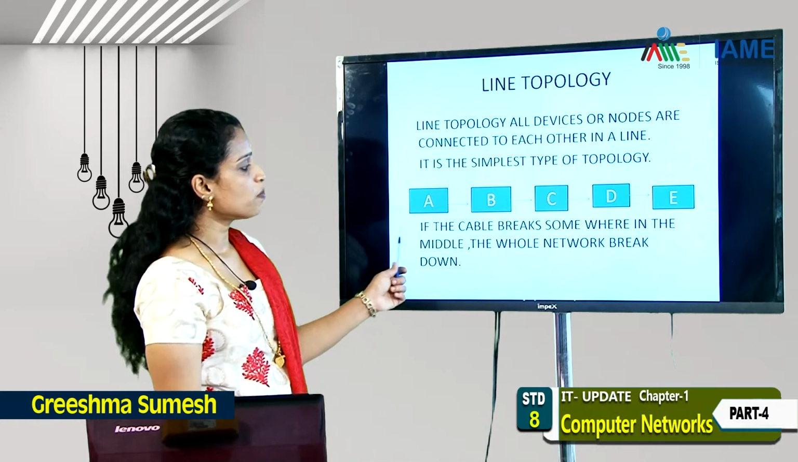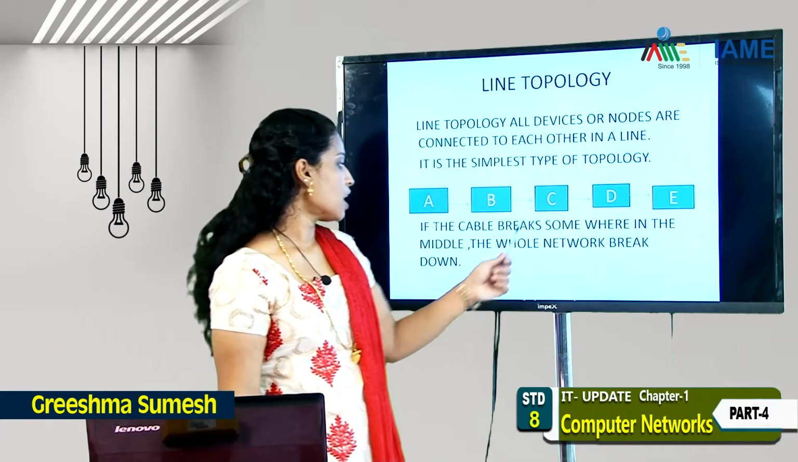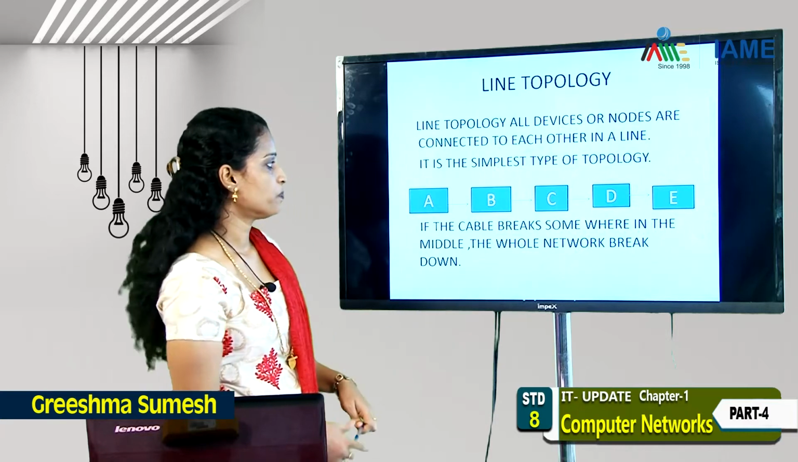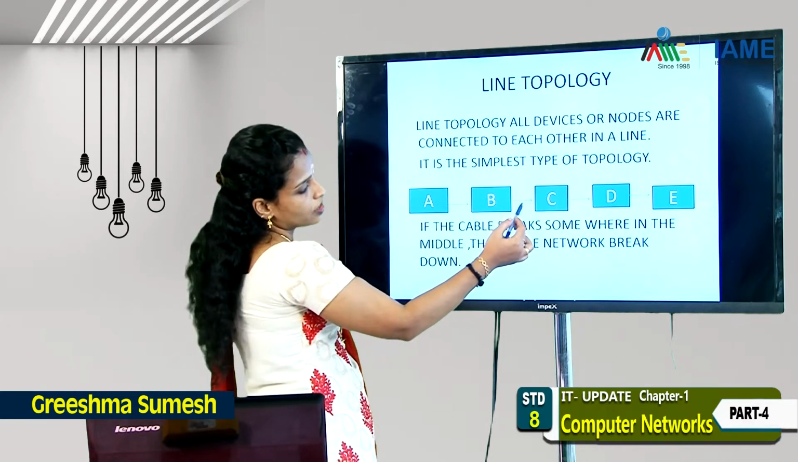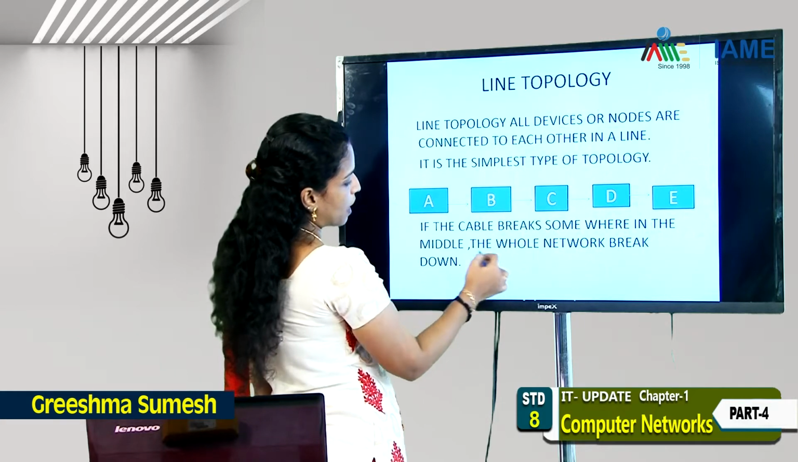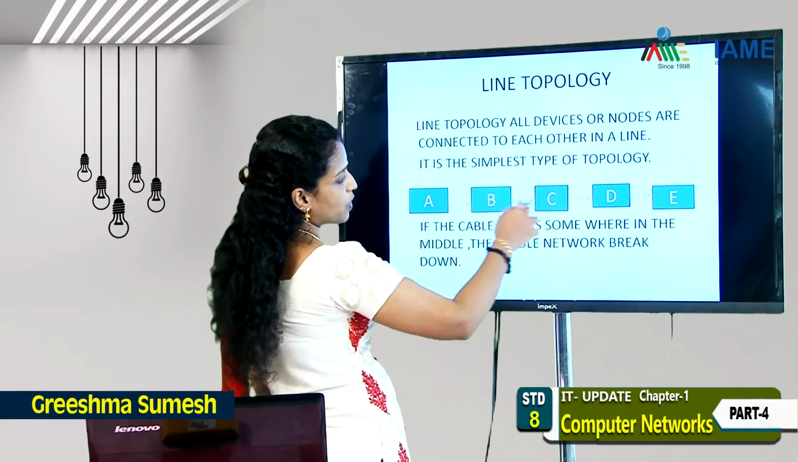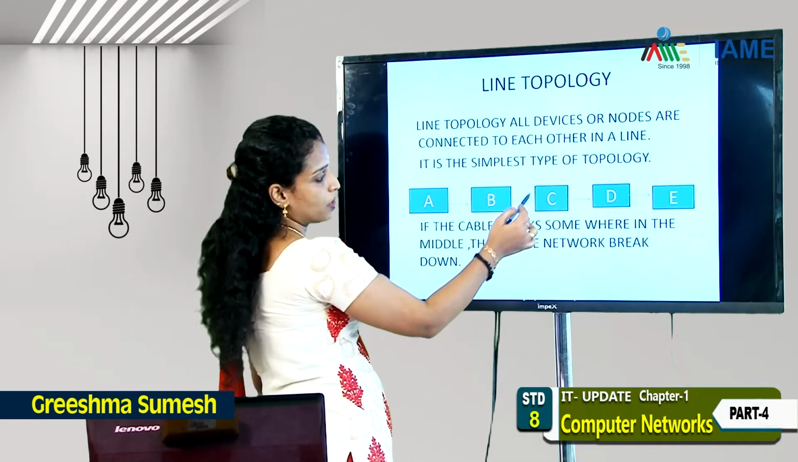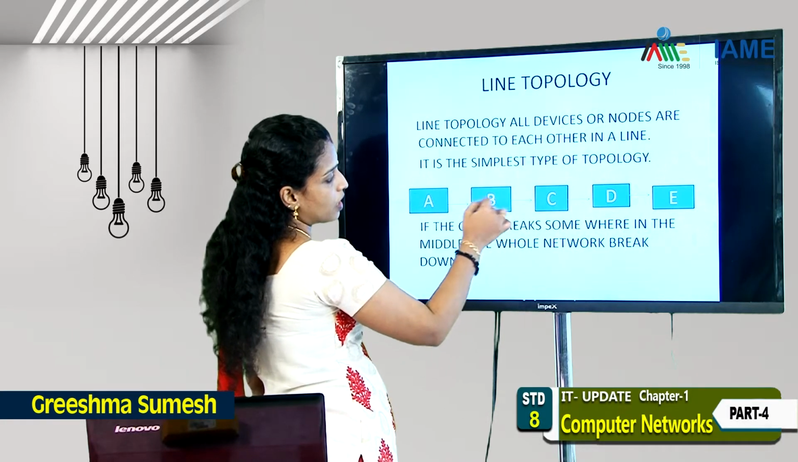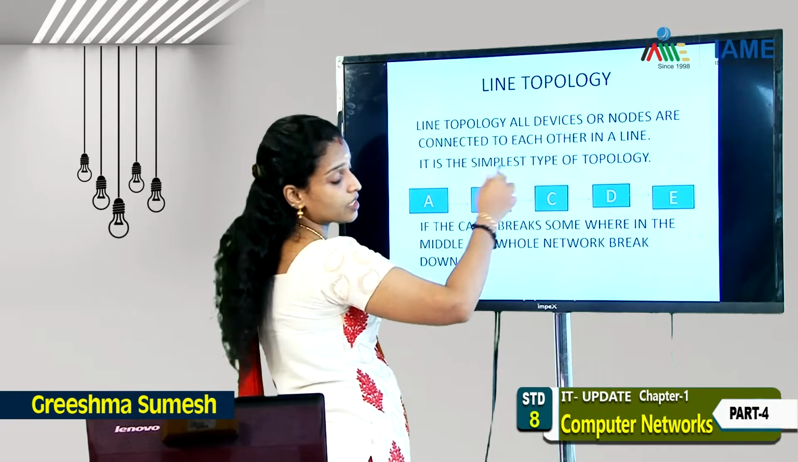If the cable breaks somewhere in the middle, the whole network breaks down. See, if this cable has any problem, at that time the complete network is broken down. If the B cable breaks down, the complete network is down.